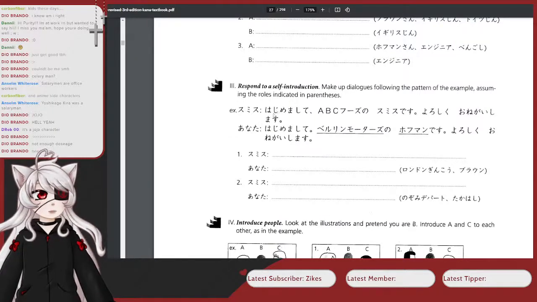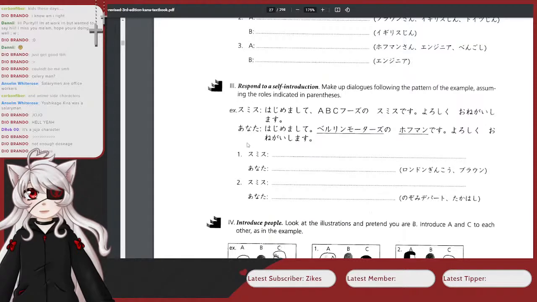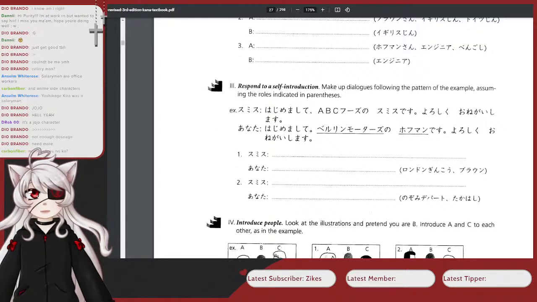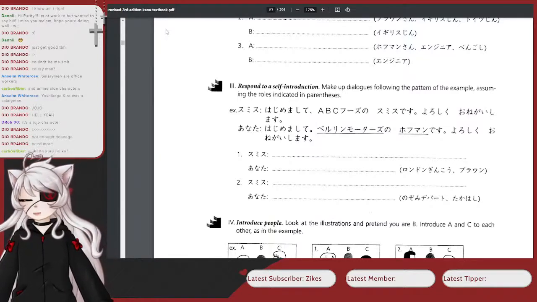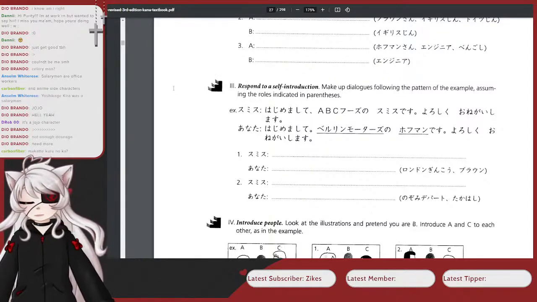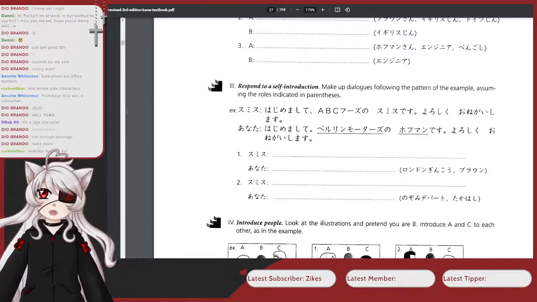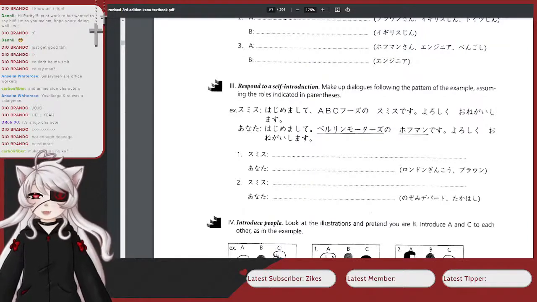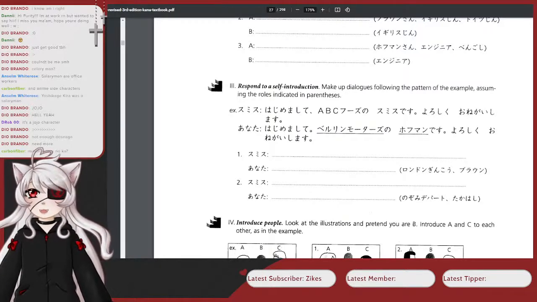Make up dialogues following the pattern. So he says, Hajimemashite, ABC Fuzu no Shimizu-san. Mukatte kuru no. Oh, for God's sake, more JoJo. Stop feeding him JoJo references. Terrible, terrible, terrible.